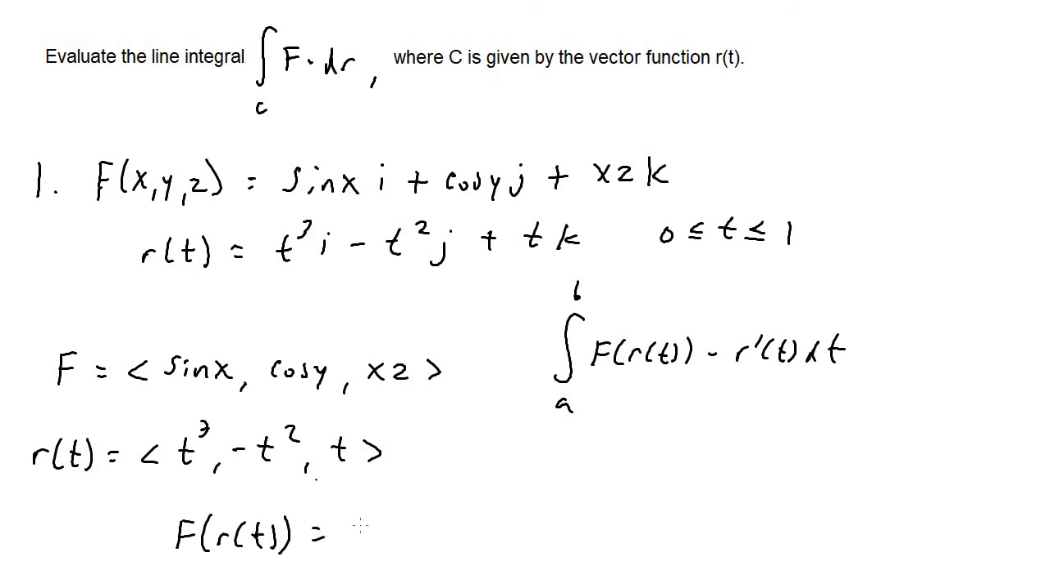is going to be equal to sine of t cubed, comma, cosine of y. Now y is going to be equal to the y component, negative t squared, so we have cosine of negative t squared, comma, we have x times z. So the x component times the z component is just going to be t to the fourth.